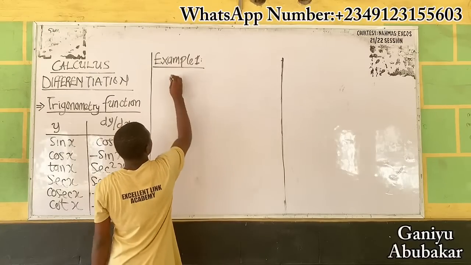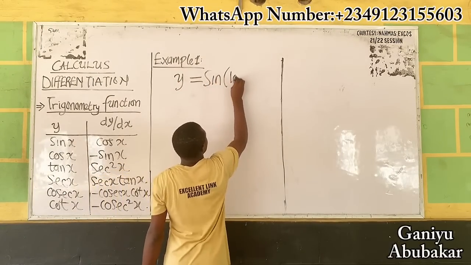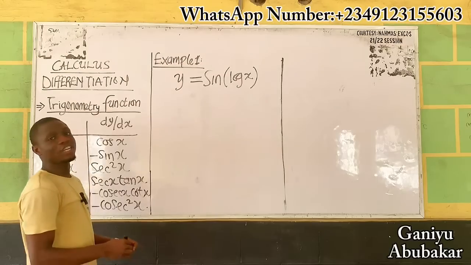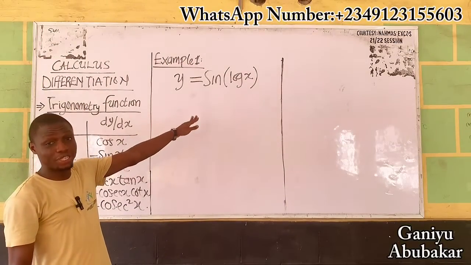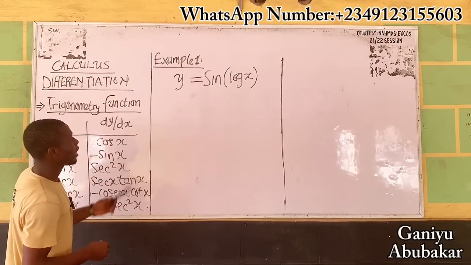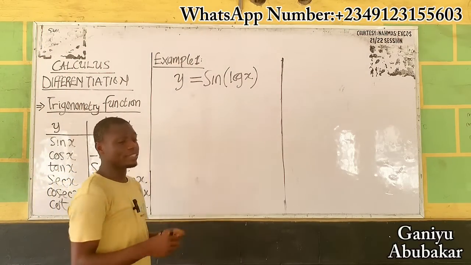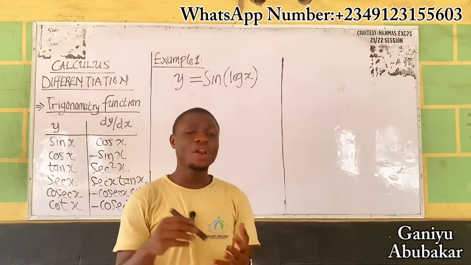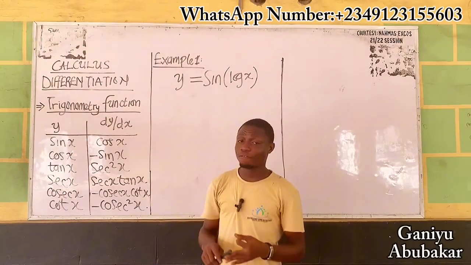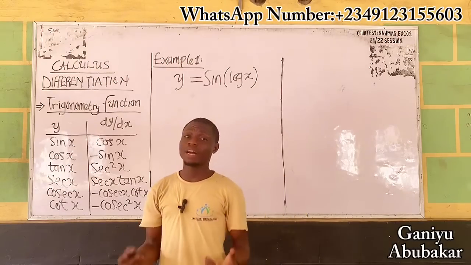So let's say that given y equal to sine of log x. All right, so I'm mixing log function and trig function together. You can see. Let's see how you can solve this, please. It's easy. I always say that trig function, exponential function, and log function use what? Chain rule as their formula, right?